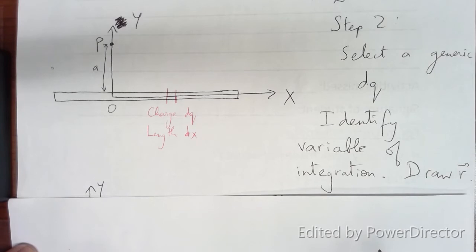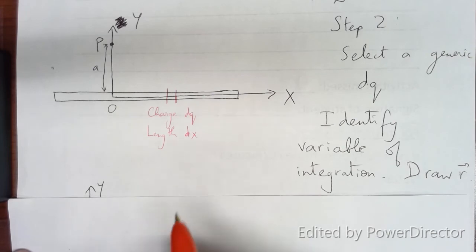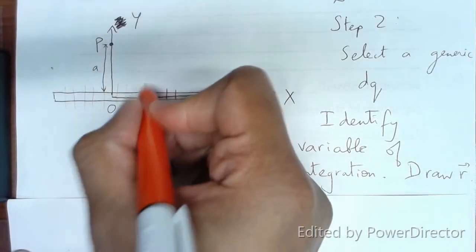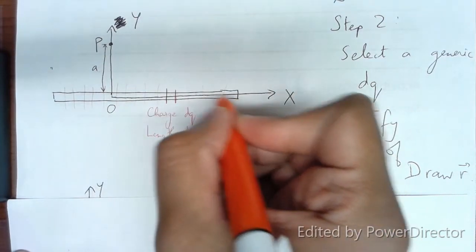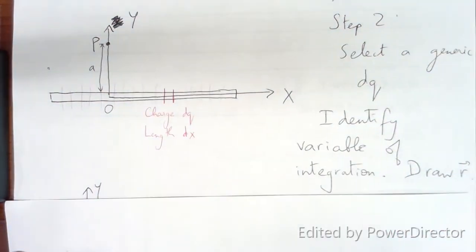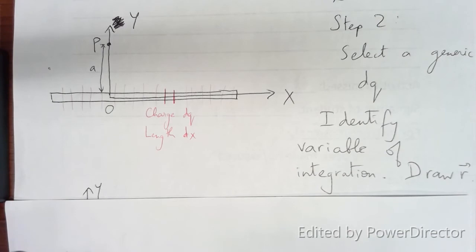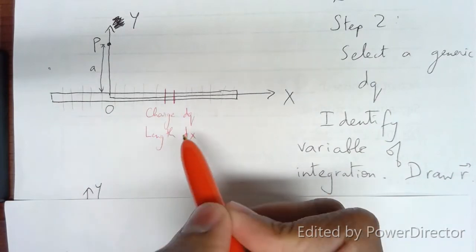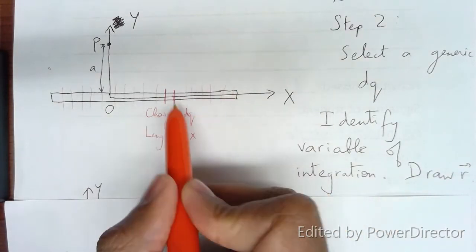In step 2, what we do is we chop up our charge distribution into many tiny pieces, right? So we chop it up into lots of little tiny pieces, each of them small enough that they can be considered a point charge, so that we can apply what we know of the electric field due to a point charge. And out of these many tiny pieces, we select one generic non-special piece.